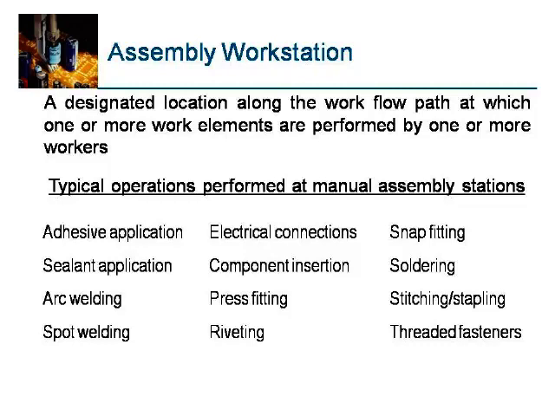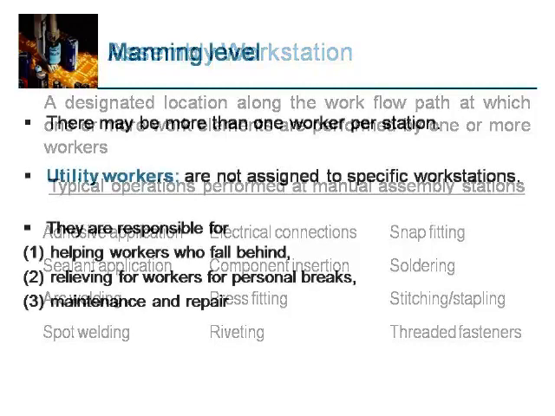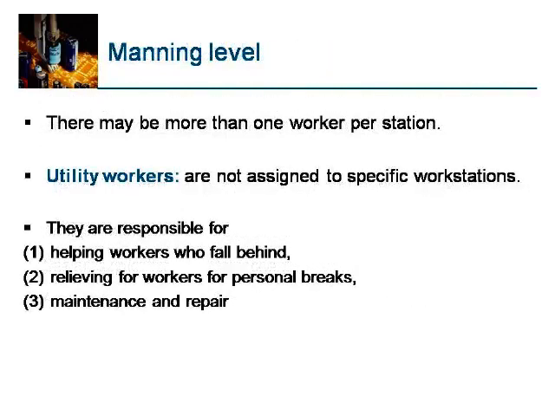Typical operations performed at manual assembly stations are adhesive applications, sealant applications, welding applications, spot welding, electrical connections, component insertions, press fittings, riveting, snap fitting, soldering, stitching, stapling, threading, etc. So many things can be done at different work elements. There may be more than one worker per station.